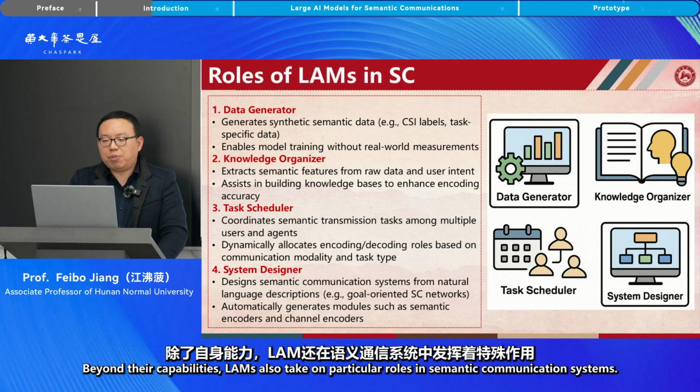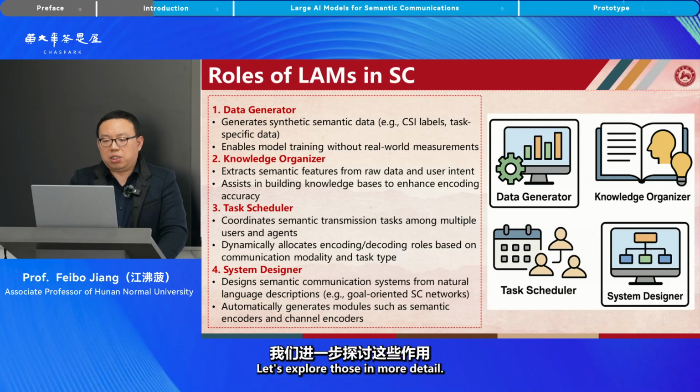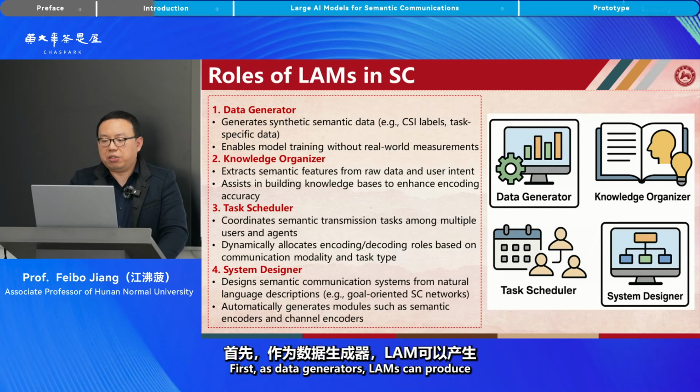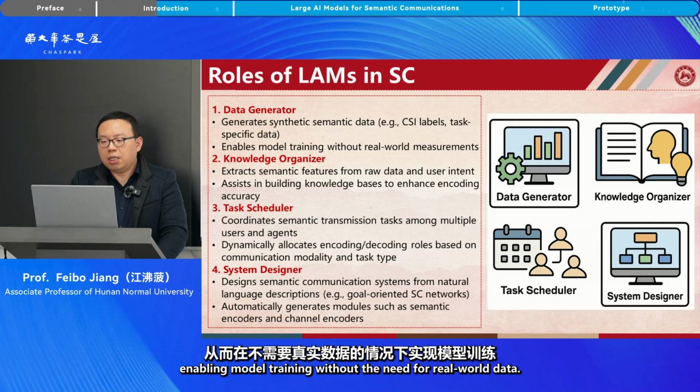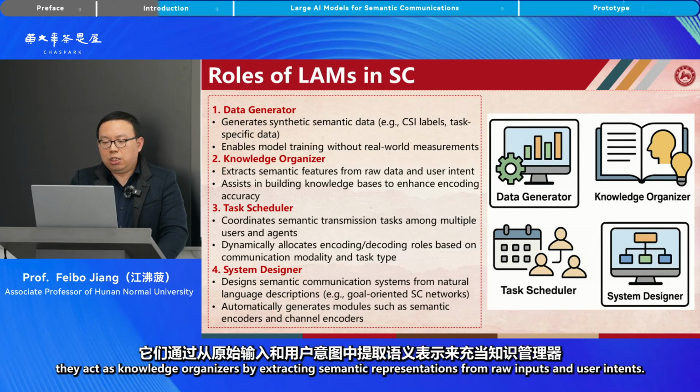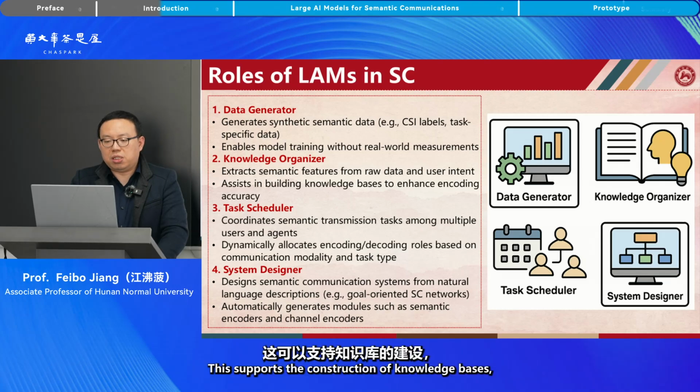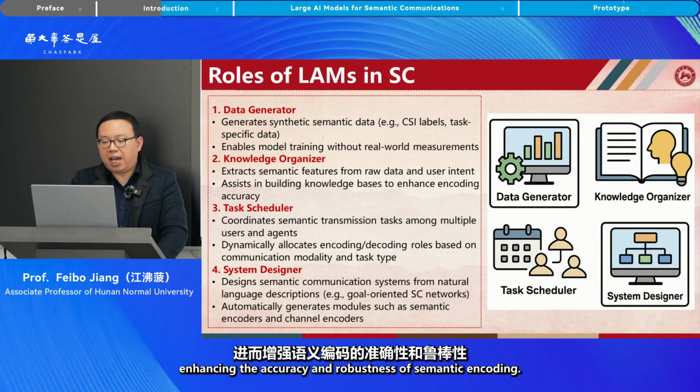Beyond their capabilities, NUMs also take on particular roles in semantic communication systems. Let's explore those in more detail. First, as data generators, NUMs can produce synthetic semantic data, such as CSI labels or structured inputs for semantic tasks, enabling model training without the need for real-world data. Second, they act as knowledge organizers by extracting semantic representations from raw inputs and user intents. This supports the construction of knowledge bases, enhancing the accuracy and robustness of semantic encoding.